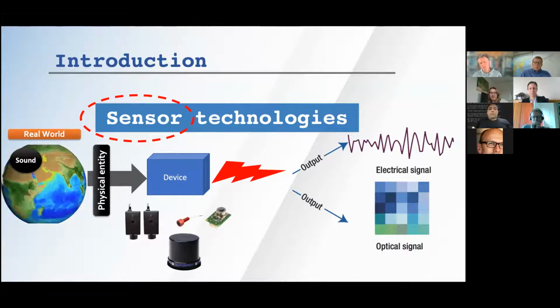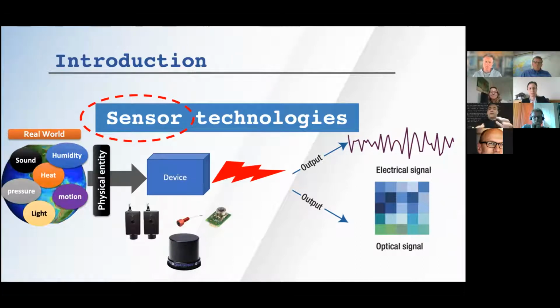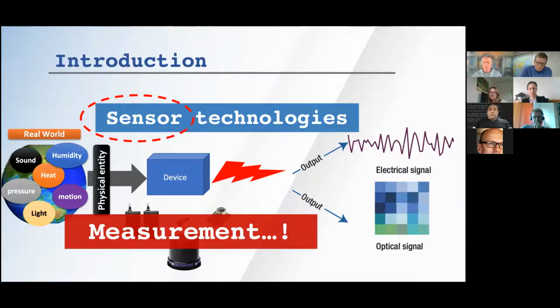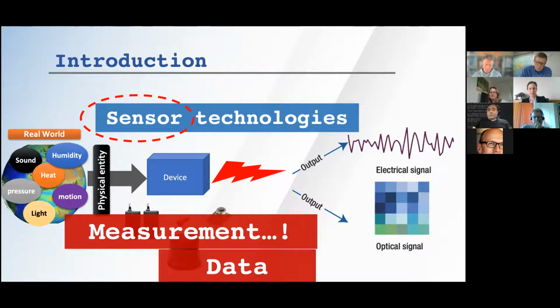So this quantity can be sound, heat, pressure, light, motion, distance, humidity, or any entity that we may imagine to measure in the real world. It would be possible to use such devices to quantify it and quantitatively measure the value for it. So it's all about measurement and data collection. For any subject that we specified here, we get some data.